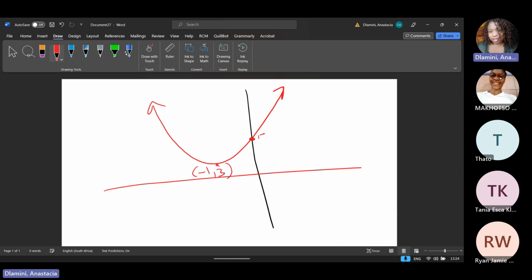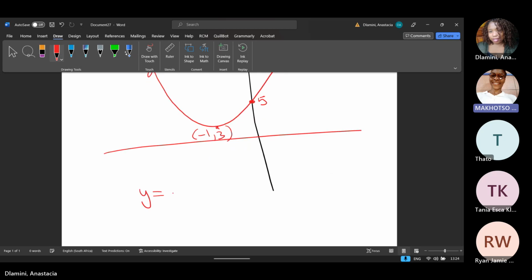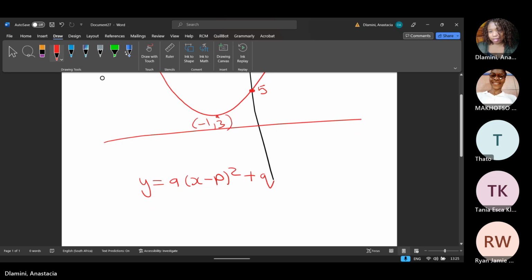And this is 5. Yes. Please give me the equation of this line. y equals a, open bracket, x minus p, squared, plus q.